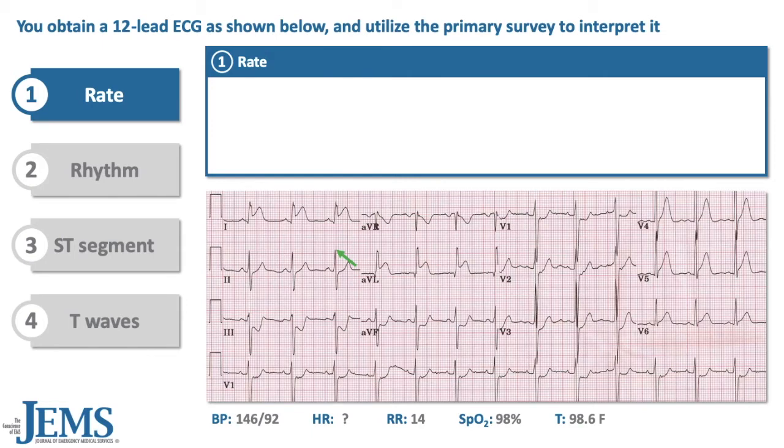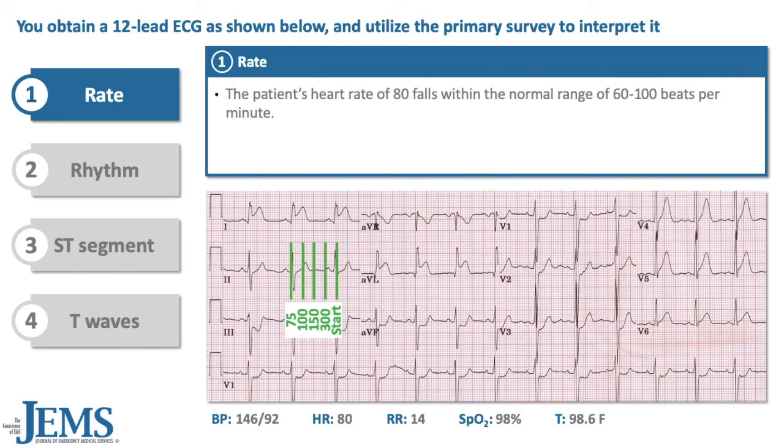So what I mean is, if we choose this R wave and put our starting line there, if the next R wave happened to land 1 box away, that means the heart rate would be 300. If the next R wave happened to land 2 boxes away, it would be 150. 3, it would be 100, and 4 boxes away, the heart rate would be 75. We can see that our R wave lands just before the 75 mark, so we'll call it about 80, and that is within the normal range of 60 to 100 beats per minute.